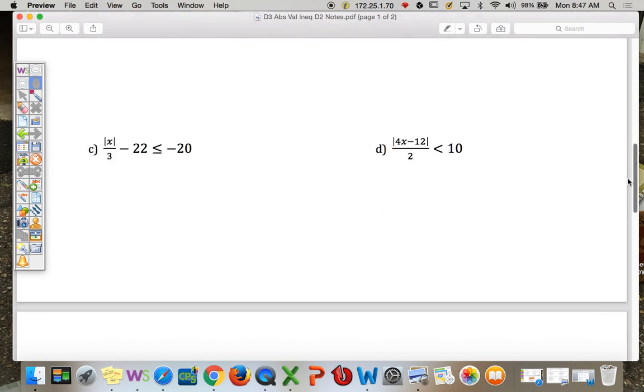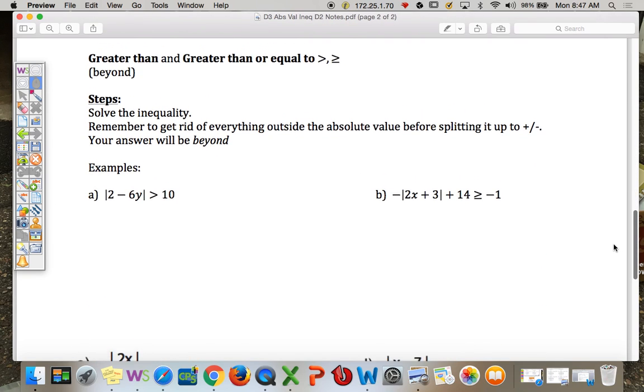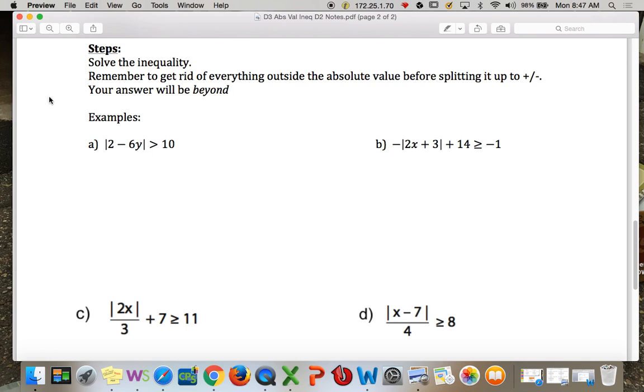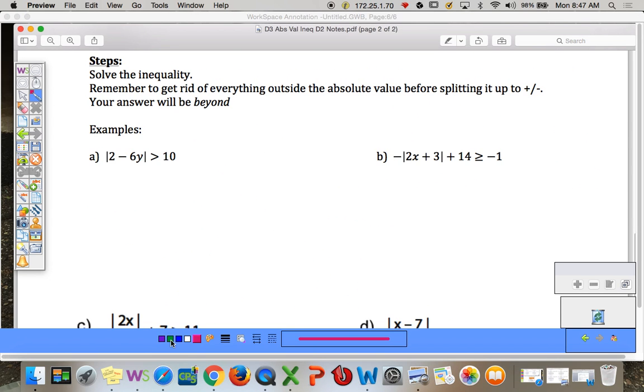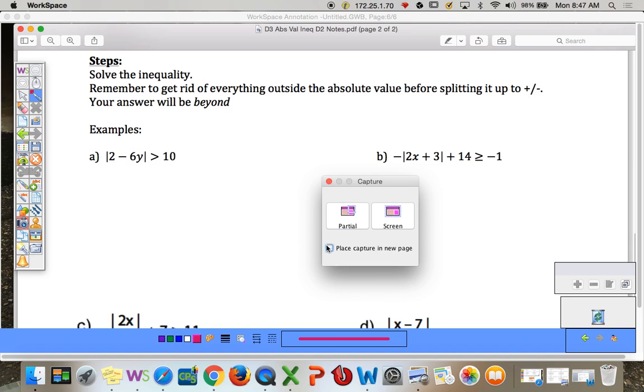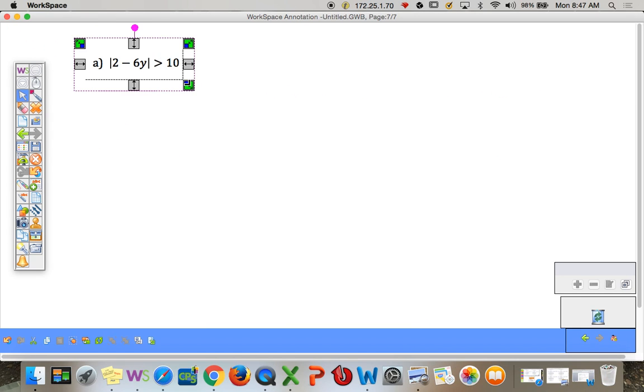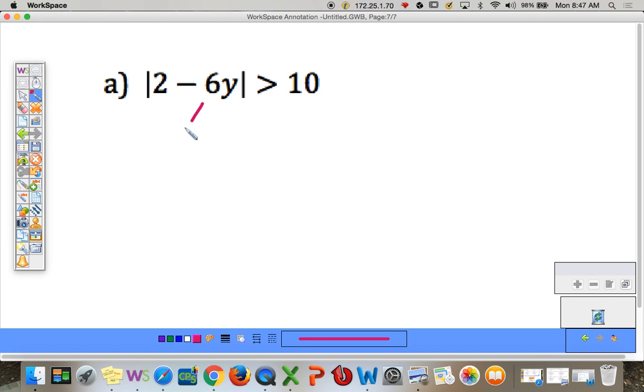Okay, so that's in between when it's less than or equal to. When it's greater than or equal to, it's beyond. So we'll take a look at some examples. Again, get rid of everything outside first before you split it up into plus and minus. In the first example, A, there's nothing on the outside. So we can split it up right away.